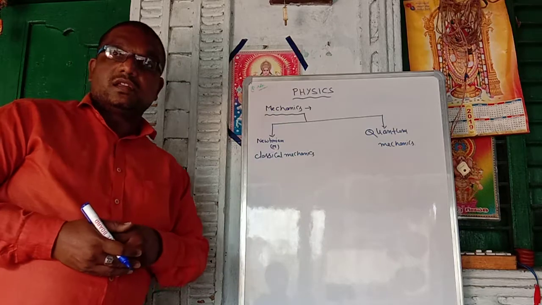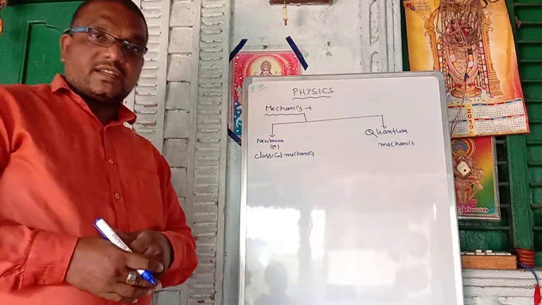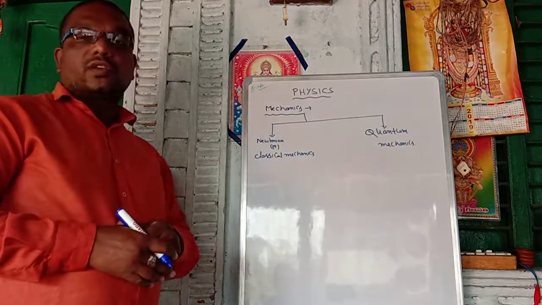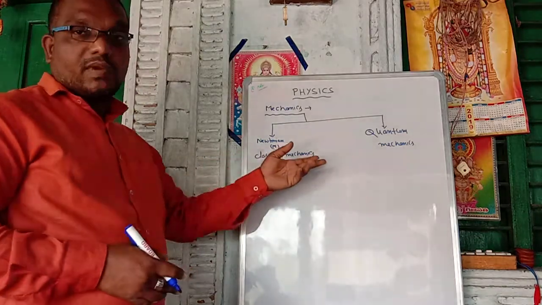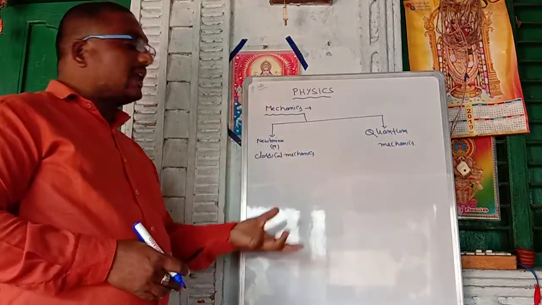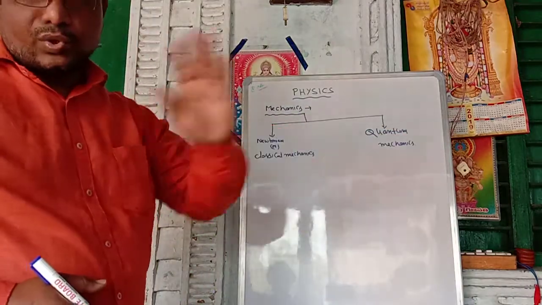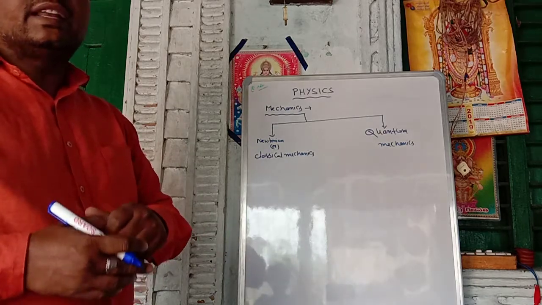Already you know about Newton. Newton was a famous British scientist. He discovered gravitation, and he laid the foundation for Newtonian mechanics, which is also called classical mechanics. So what is the meaning of classical mechanics? For example, one vehicle is moving on the road. What is the speed of that vehicle? The speed of that vehicle is very less.